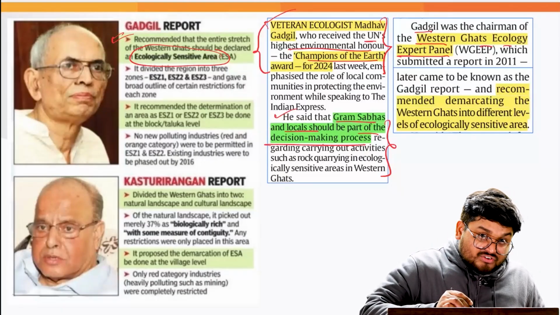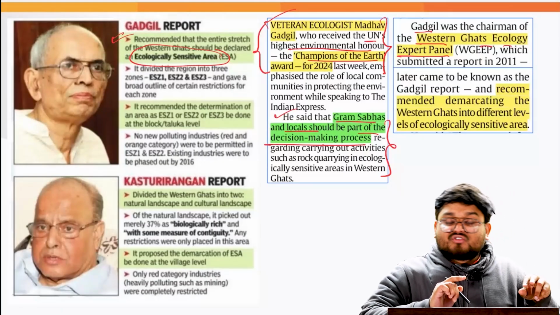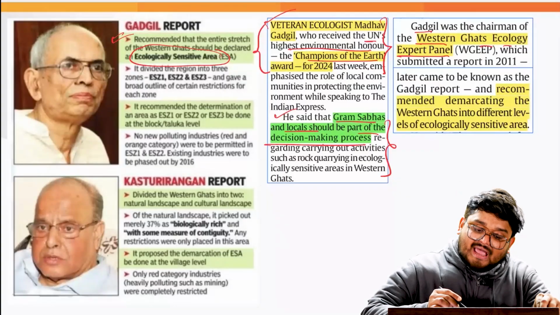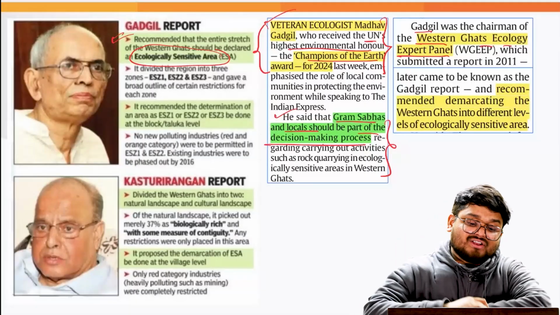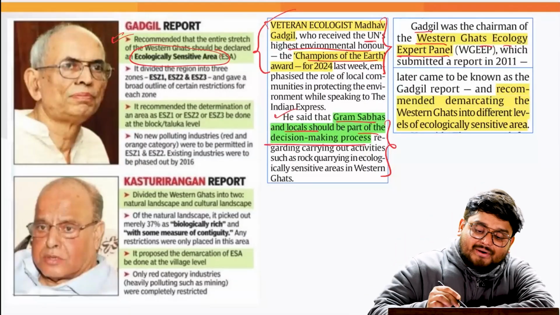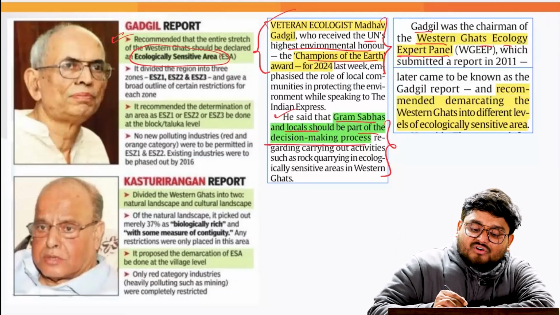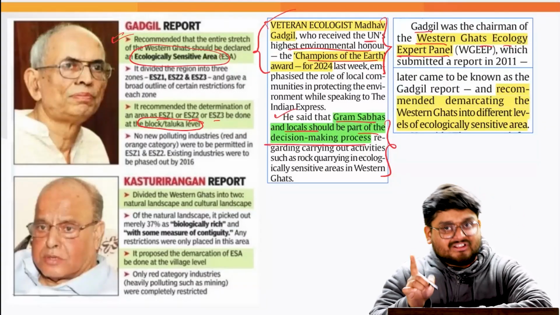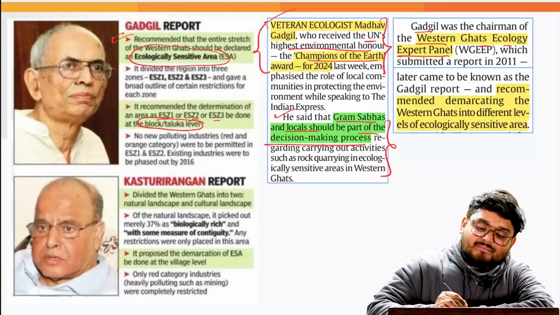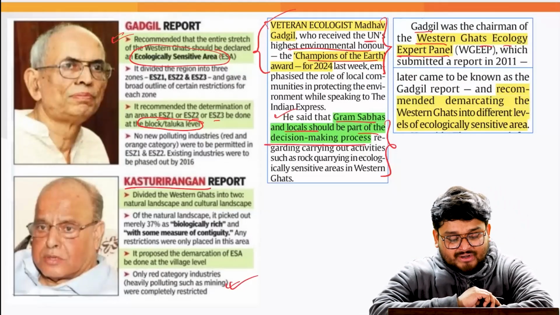So, the region was divided into three parts: ESA, Zone 1, Zone 2, Zone 3, and it gave a broad outline of the various restrictions on those activities, correct? Also, it recommended that the determination of the areas of Zone 1, Zone 2 or Zone 3 be done on a block or taluka level, not at the village level. Village level was recommended by the Kasturirangan Committee.